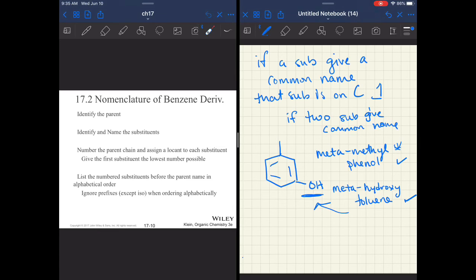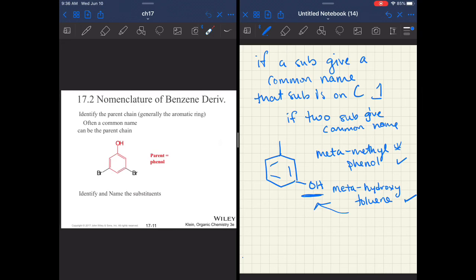Now, anytime we do nomenclature, you guys, we're going to see this list. Identify the parent, identify the substituents, give numbers, list in alphabetical order. Ignore those prefixes except iso when listing alphabetically. So don't take into account di, tri, tetra. Right? This is just a review of nomenclature rules. If this was not a good enough review, this is where you need to go back and make sure you brush up on some basic nomenclature rules.